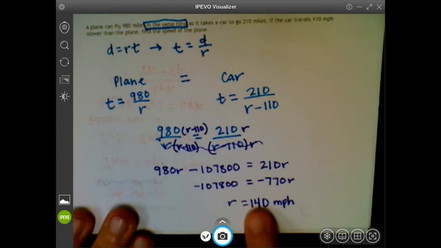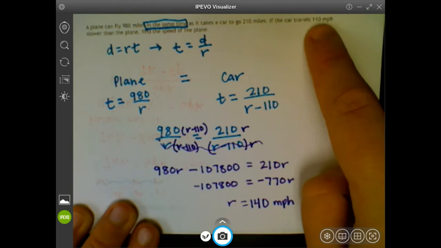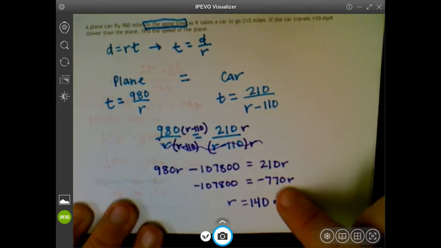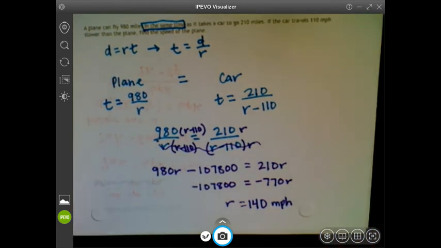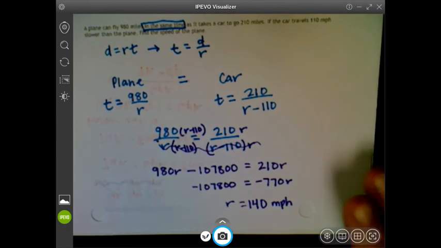You could actually say what the car is traveling too. If it's 110 miles per hour less than that, it would actually only be going 30. So the car's not going very, very fast. So this is quite a bit of time that is happening here.